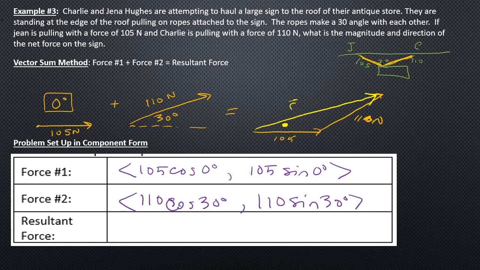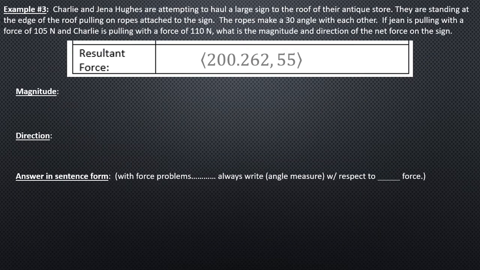And now I'm going to put those into the calculator, and again, if you store this as x and you store this as y, it really makes the computation significantly faster. So take a minute and put those into your calculator. If you need to hit pause, please do so. In the end, you should get 200.262 for your horizontal component, and your vertical component is just going to be 55. So I'm going to take those to the next page.